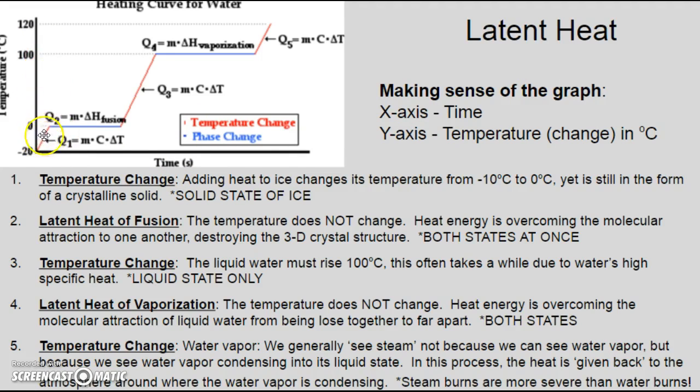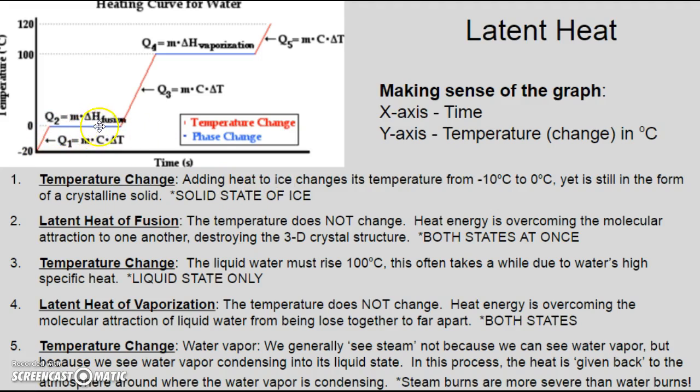But be careful here, because if I call this red area number 1, the temperature is changing. Adding heat to ice changes its temperature. Well, at least it's showing this on the graph. It's actually showing negative 20, but we'll say to 0 degrees C. Yet it's still in the form of a crystalline solid. That's the solid state of ice. So this red here is changing temperature, but it's always in the solid state.